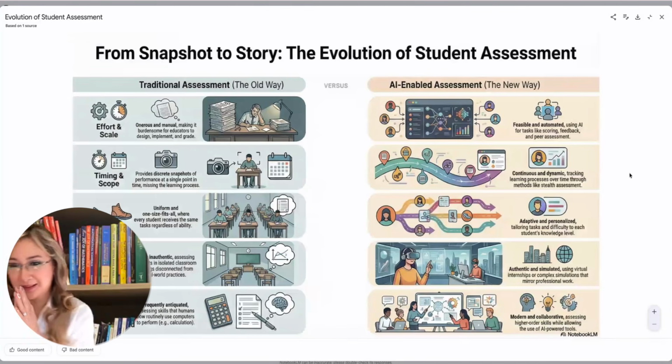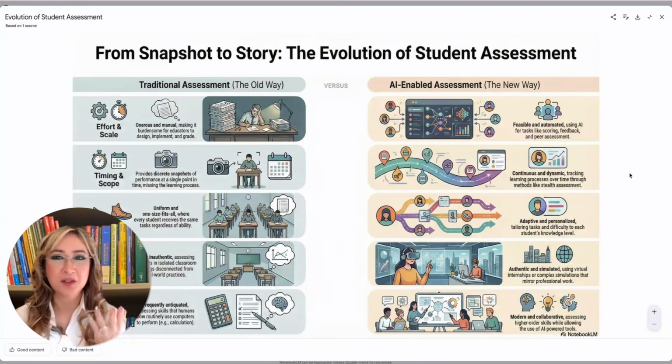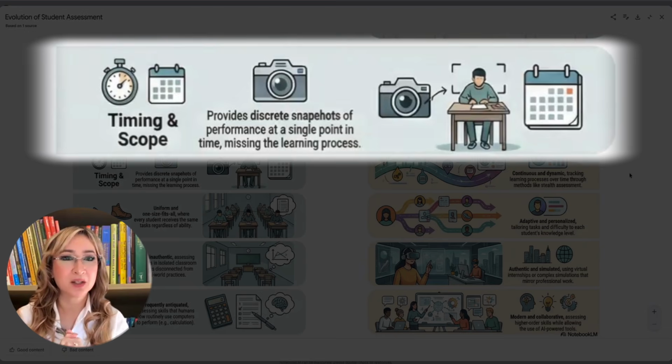Oh, I just love this. So we've got traditional and AI enabled. So it's got effort and scale, onerous and manual. Timing provides discrete snapshots. Now, it's still not perfect with the spelling, right? But that's okay. I can probably edit this if I download this as a PDF.